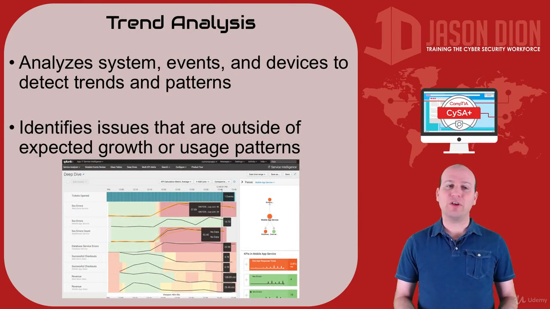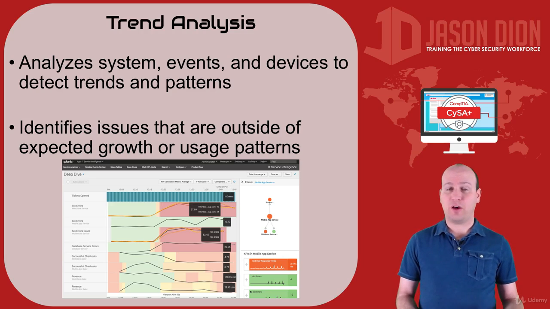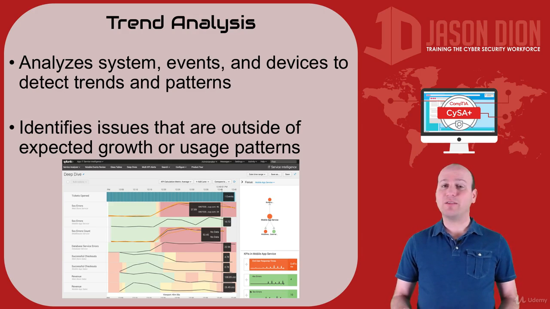Now, trend analysis is when you analyze the system, events, and devices to detect trends and patterns. This is going to help you identify issues that are outside of the expected normal growth or usage patterns. So you may be asked on the exam to look at some trend and see what's standing out as wrong. For example, I might give you some logs from a server or a router that says, here's what the normal bandwidth is, and here's what the bandwidth was last week. What's wrong? And maybe it's normally at 3 gigabits of traffic, and this week it's up to 11. That's something you want to investigate. Why did it grow so much? Is somebody stealing a bunch of information from our network and that's causing us to have that issue? Well, we don't know, but you need to investigate that, right?